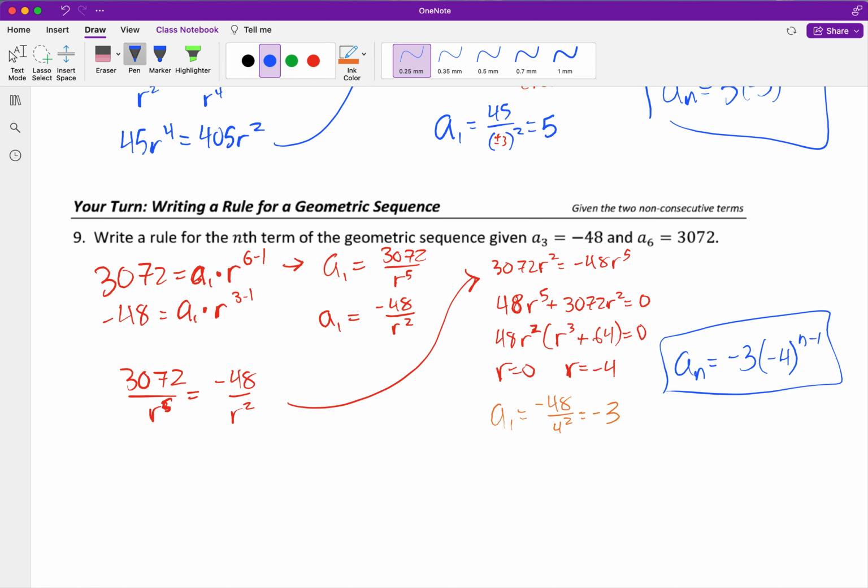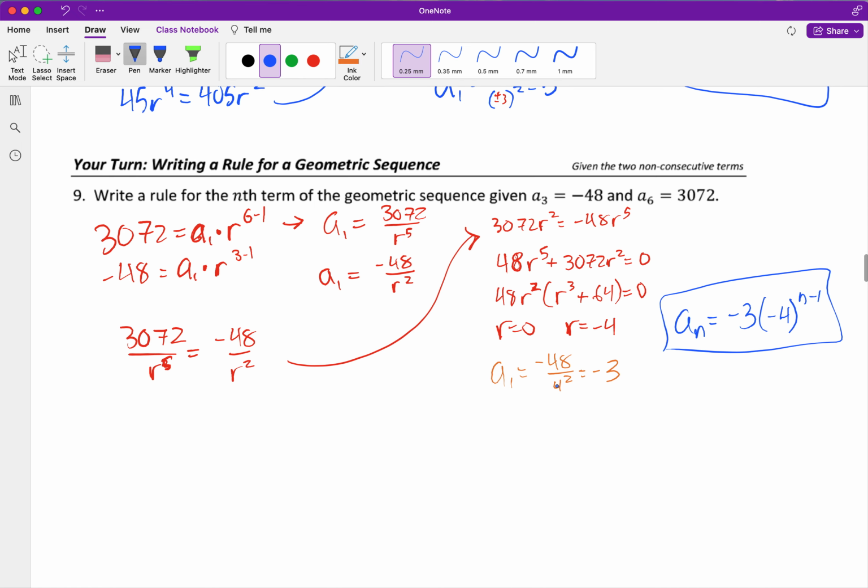And again, we should check now. So if I do in the calculator negative 3 times negative 4 to the 3 minus 1, I should get negative 48, which I'm pretty sure I do. And then if I let n equal 6, so I do negative 3 times negative 4 to the 6 minus 1, I should end up with positive 3072, which I do as well.